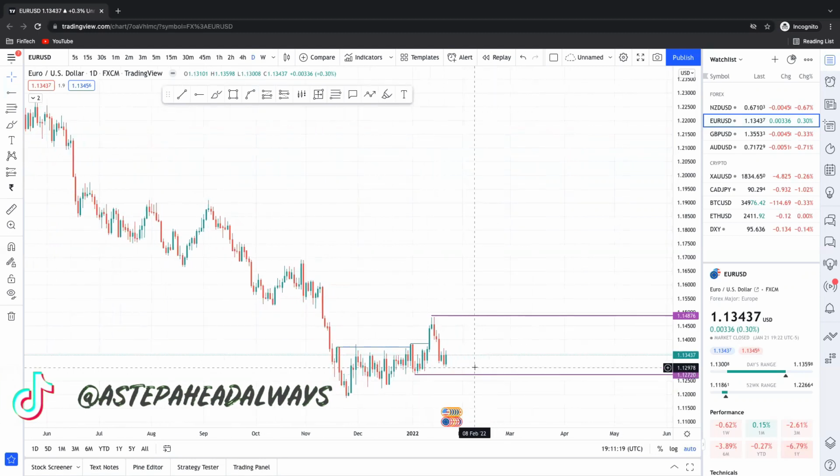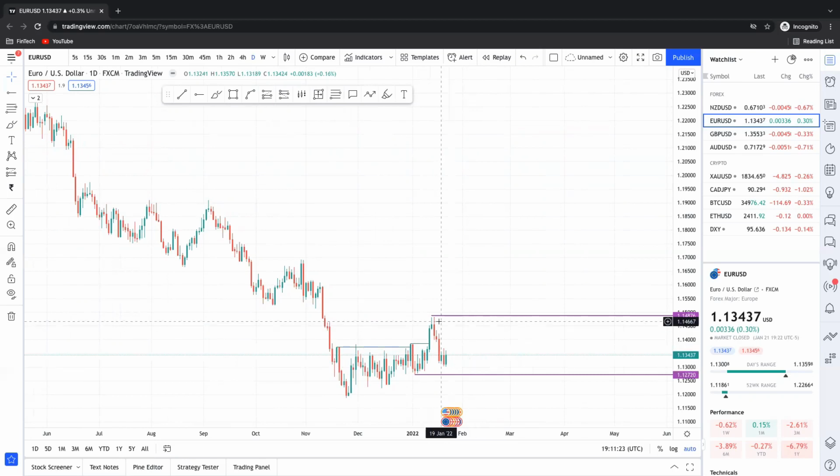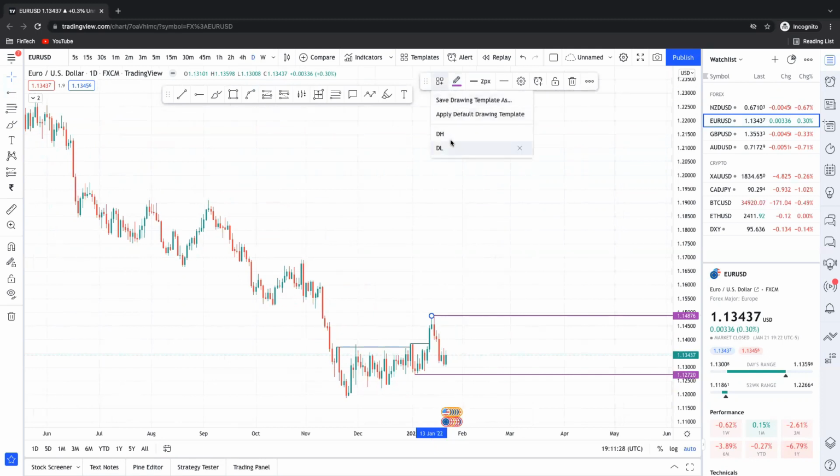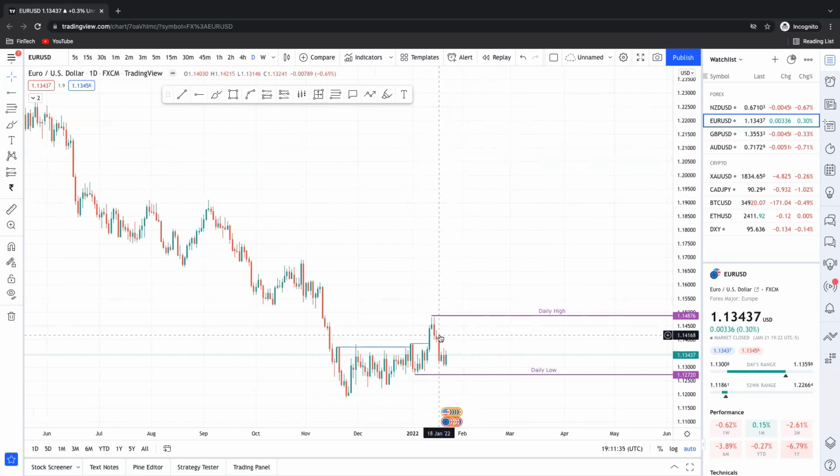It's interesting to see what happens here. Let me mark this as the daily high here. Let's label this: daily high, and this is daily low. So basically we are stuck in this range, and we'll be looking for buy because there is a mitigation play going on here. If you see here, that mitigation leads to a break of structure.